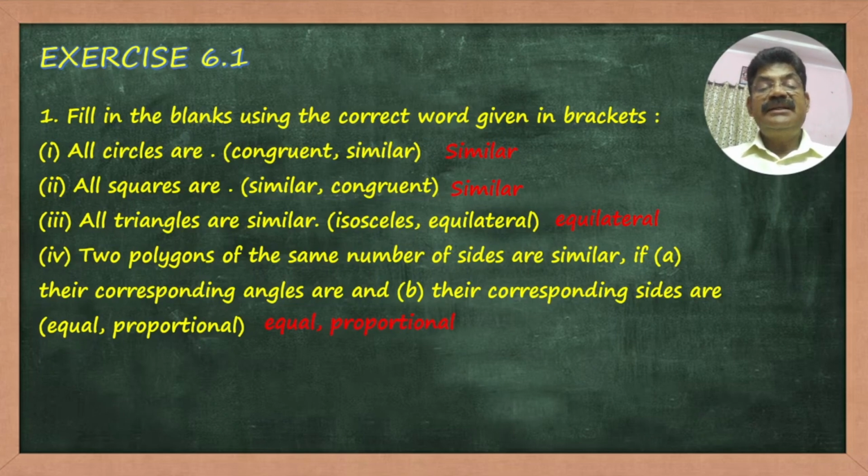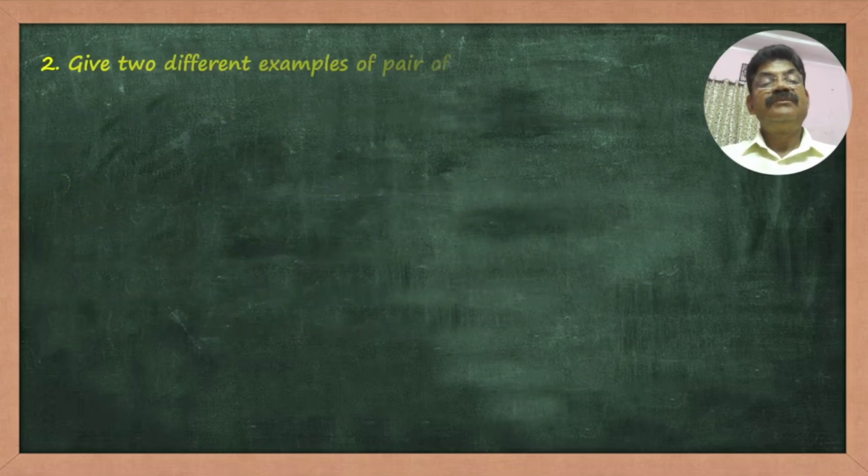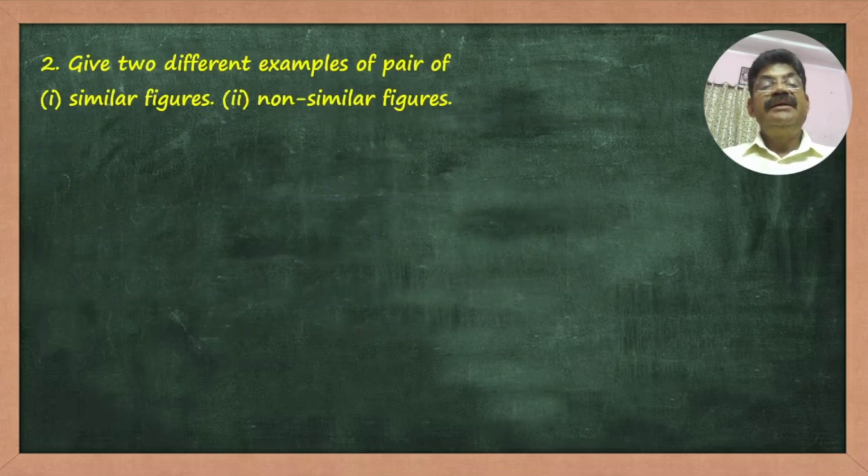So for the first answer is equal, for the second answer is proportional. Okay. Now second question. Give two different examples of pair of similar figures, non-similar figures.